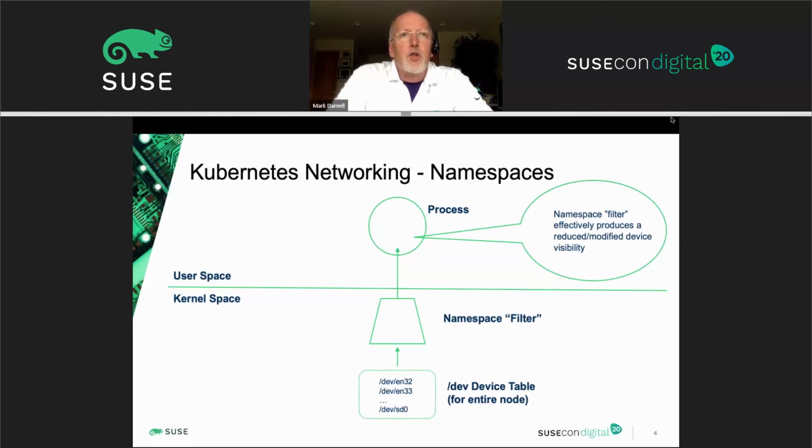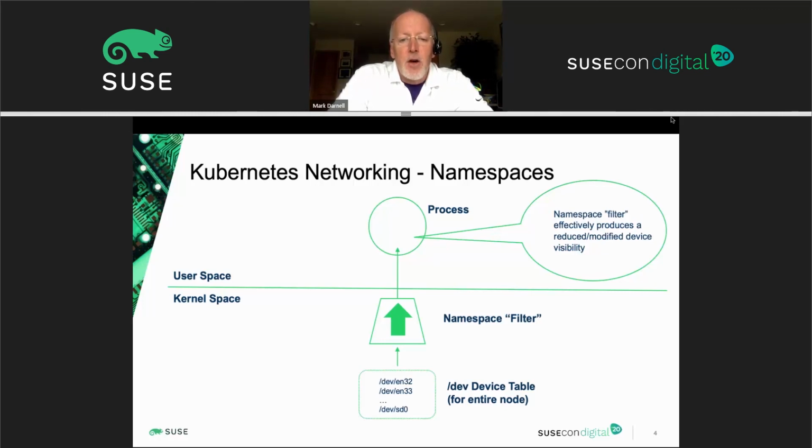Obviously, in the container world, you don't want every container to be able to see all of the device tables. There could be some devices in there that you want to keep hidden. So Kubernetes leverages namespaces in order to filter some of those device names out. Whenever an open call is made or an enumeration call to list the devices, this namespace filter sitting in kernel space determines what the user space process is allowed to see.